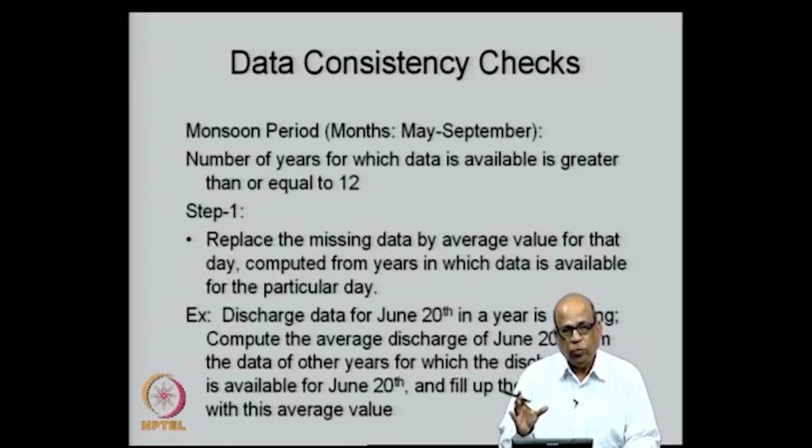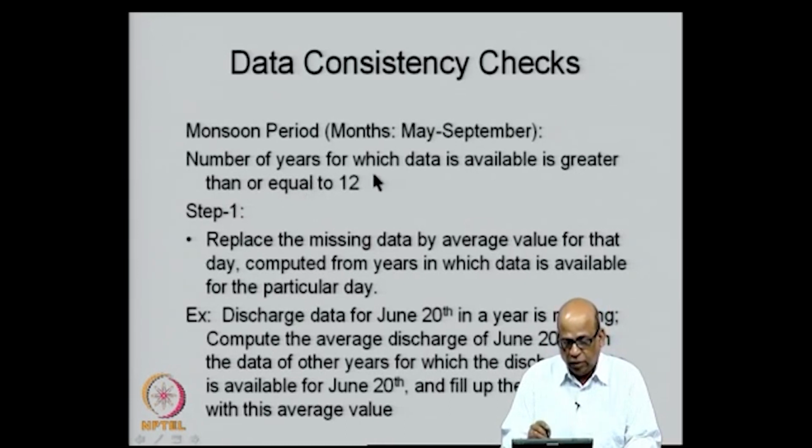So, first we choose those particular gauges where at least 12 years of data is available. Now, this 12 is an arbitrary number, because we have discarded the stream gauges which have less than 5 years of data. 12 years is a reasonable length of data. So, we choose only those gauges which have 12 years of data first, as a first step.